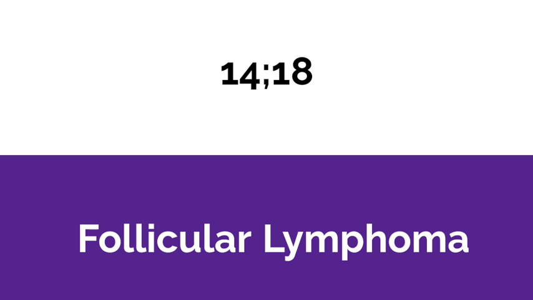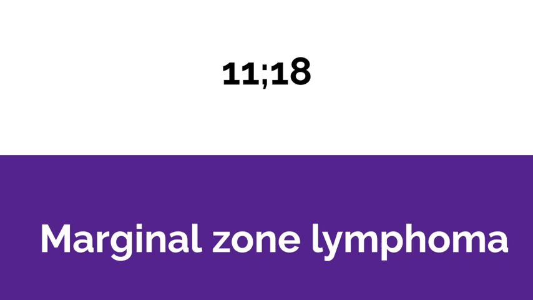11;18. Marginal zone lymphoma. So this is one of the exceptions to the whole chromosome 14 rule. This includes the 11, which is the smallest number from mantle cell lymphoma, and 18, which is the largest number from follicular lymphoma. So let's move on.